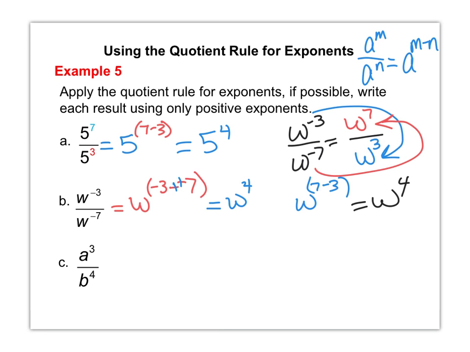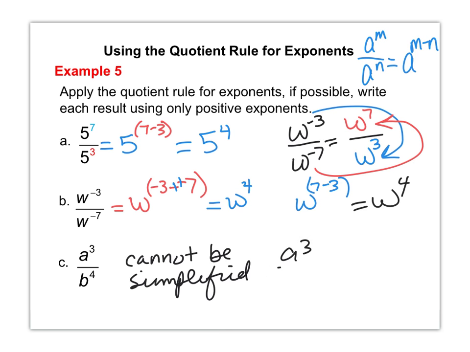Now in part C, you may want to try to use the quotient rule, but the problem is that the bases are not the same. So this cannot be simplified. And we would write our answer just as a to the 3rd over b to the 4th.